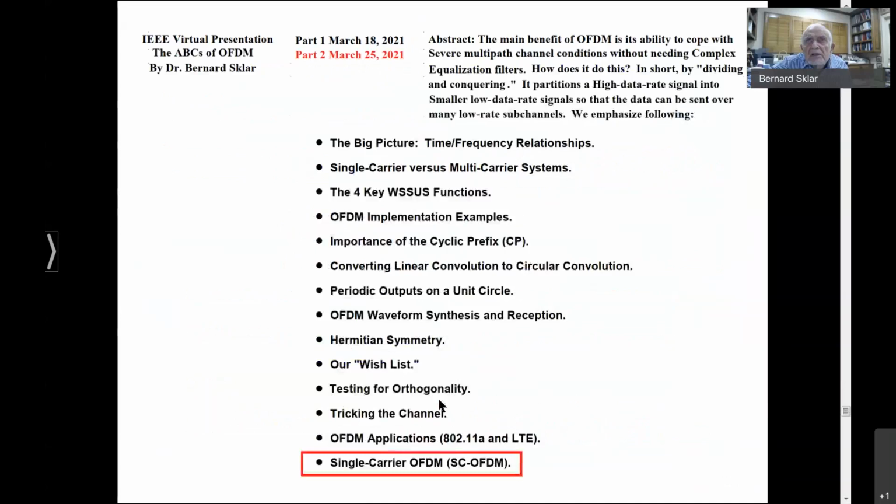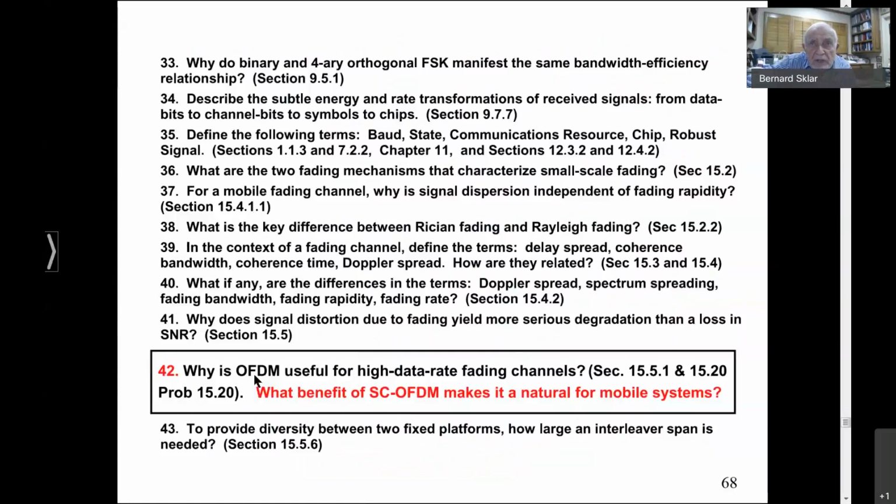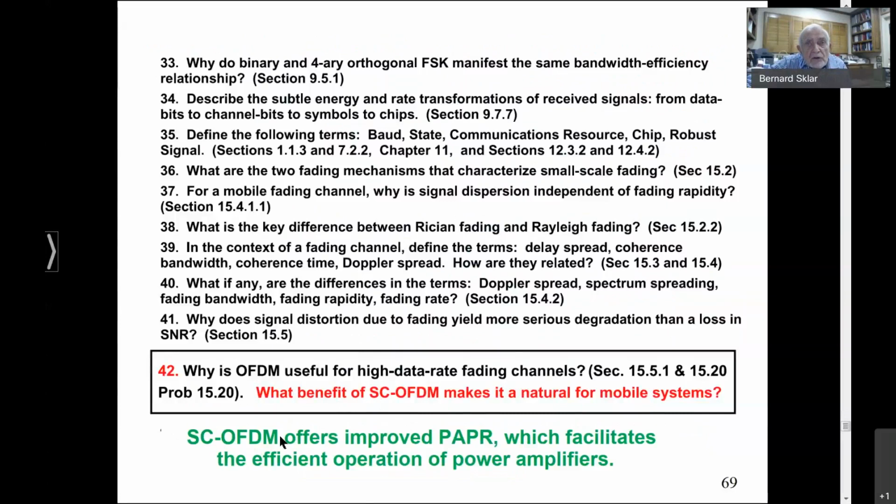Okay, one thing I want to make sure I cover, and so let's jump ahead to the single carrier OFDM. And this will be the last thing, and I hope we can get this in. What benefit of single carrier OFDM makes it a natural for mobile systems? Single carrier OFDM offers improved peak to average power ratio, which facilitates the efficient operation of power amplifiers.